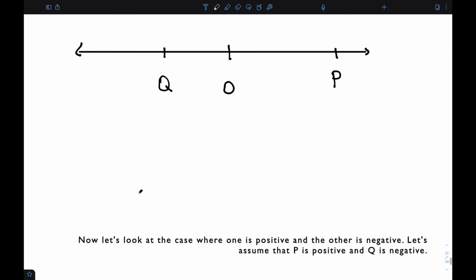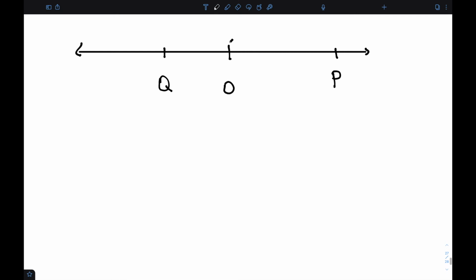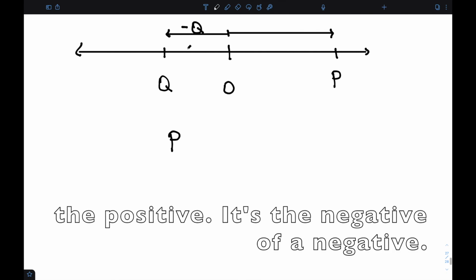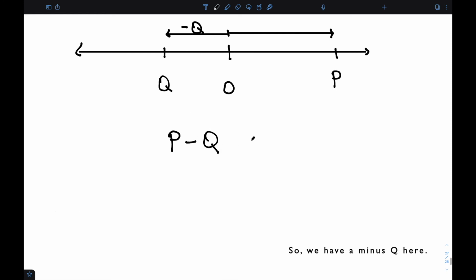Now let's look at the case where one is positive and one is negative. Let's assume that p is positive and q is negative. Then when I talk about p, that's the distance from 0 to p. And then I need to combine it with this distance to q. But since q is negative, this distance is actually the positive. It's the negative of a negative. So we have a minus q here.